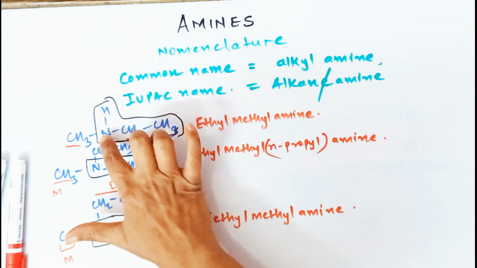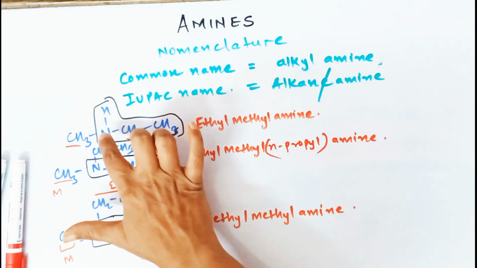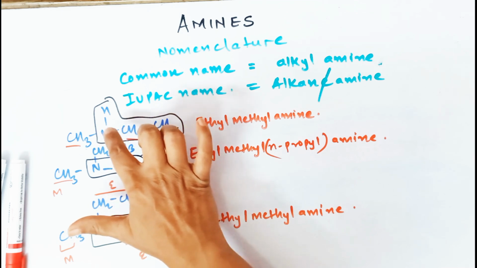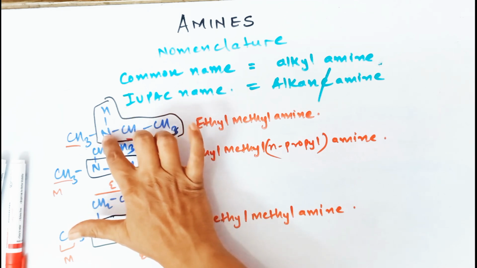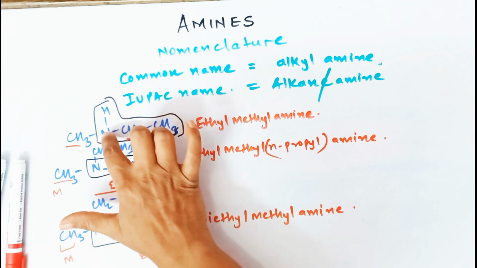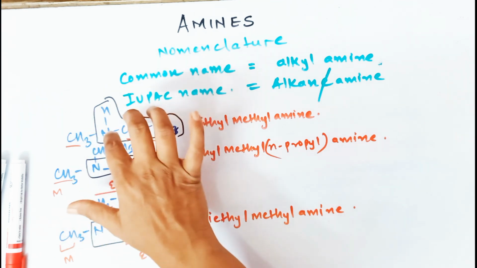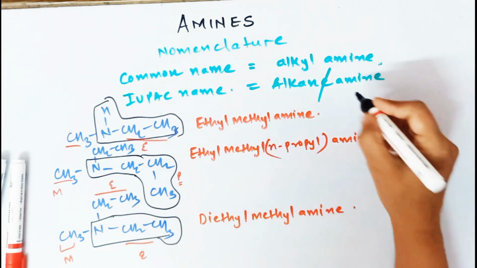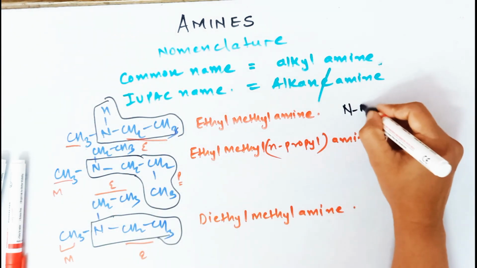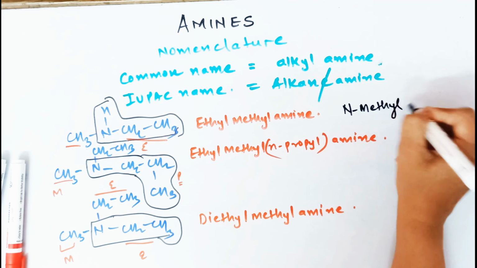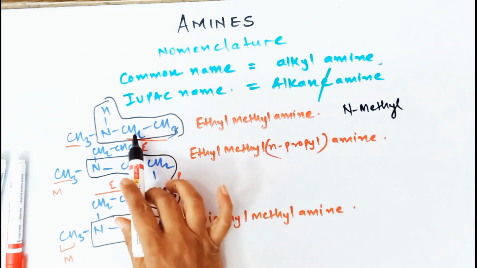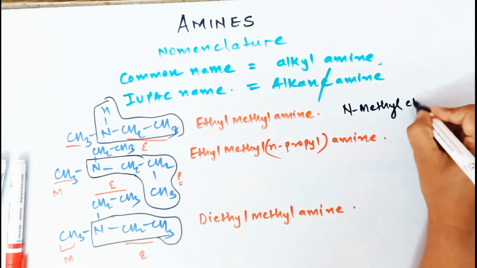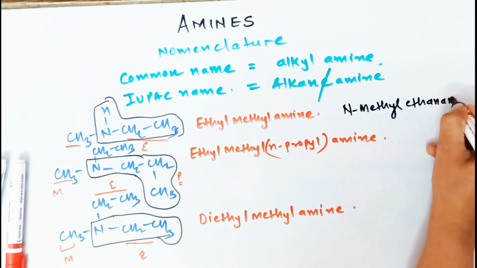For example, this is the first carbon atom, the first position. So we'll just call it N. What have you got at N? You've got CH3 at the N position. This is called the N position. So N-methyl. We'll call it capital N, then we'll say methyl, and then we talk about what this is. This is 2 times ethane, that means. So we'll say N-methylethanamine.